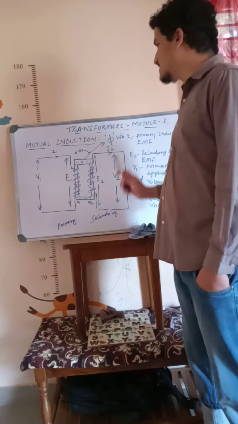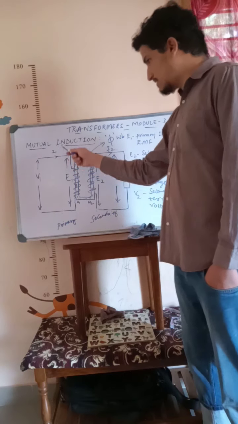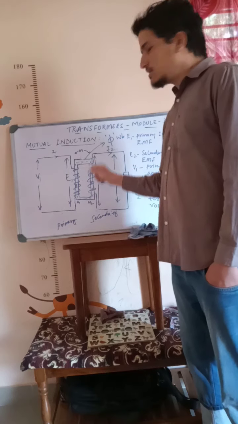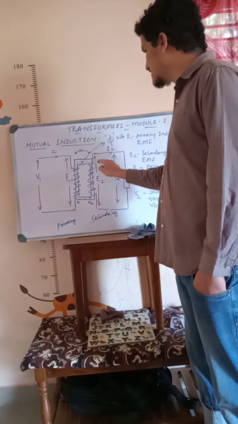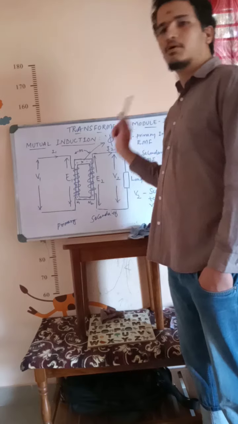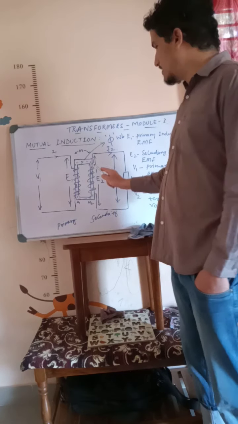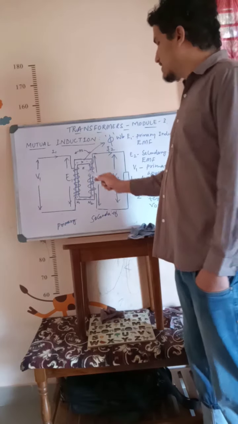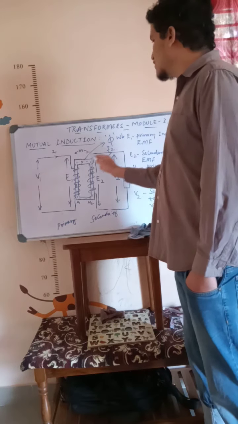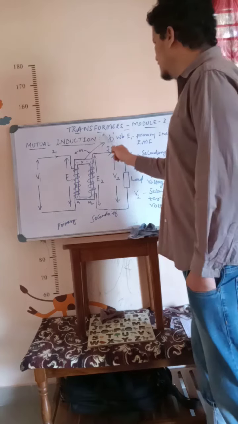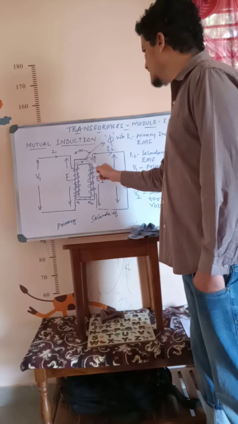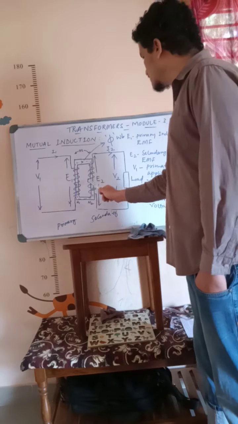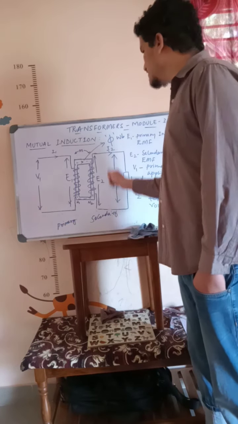That is called mutual induction. When you pass a current in the primary, a flux is produced in the core. This flux takes a path in this magnetic core and links coil number 2. Ideally, if the core is ideal, no leakage flux will be there, and the complete flux will pass through this and link the secondary coil, due to which a voltage E2 will be induced.